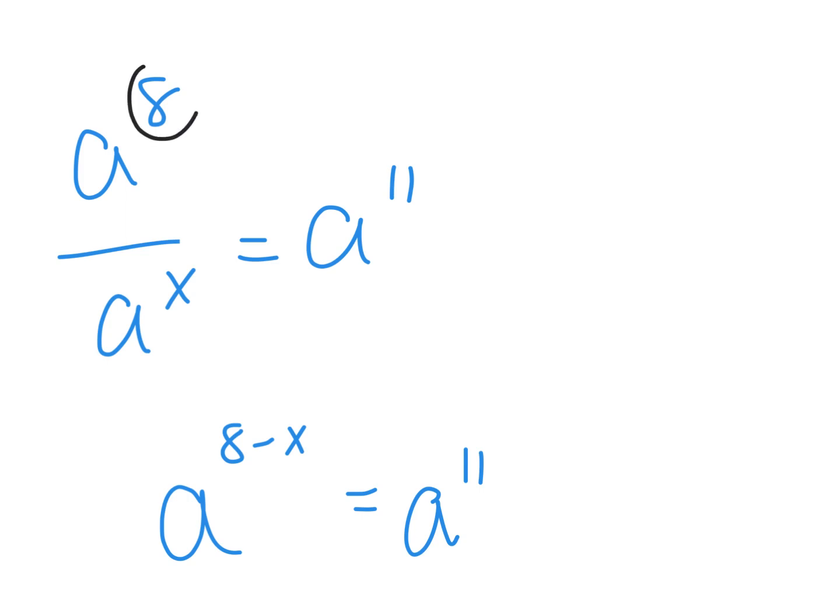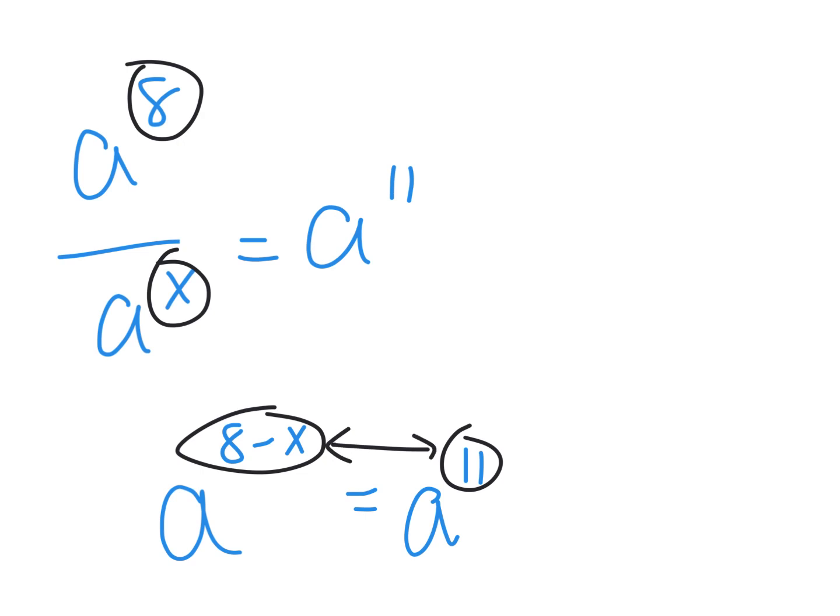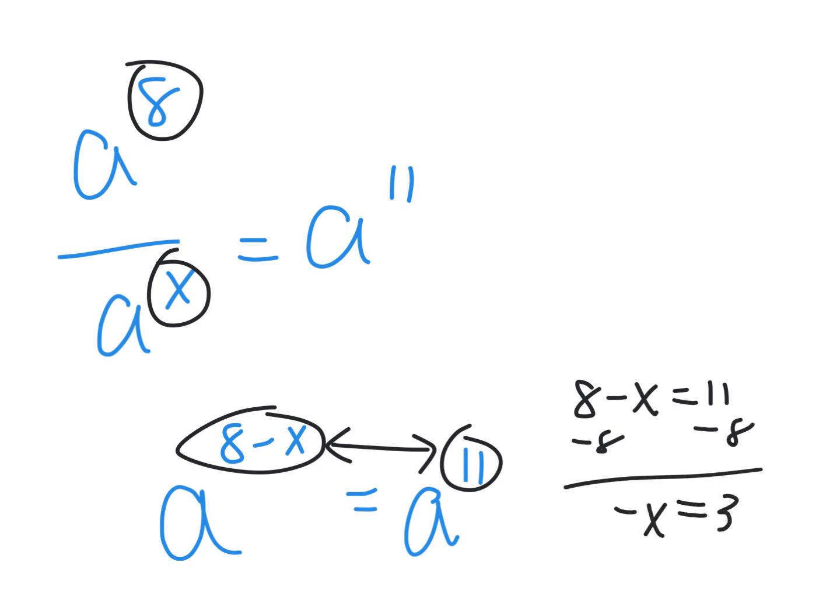Do you get that when you have exponents like this, you subtract them? See? And then this must be equal to this. So 8 minus x equals 11. Subtract 8, negative x equals 3, x equals negative 3. Two different ways, both of them got negative 3.